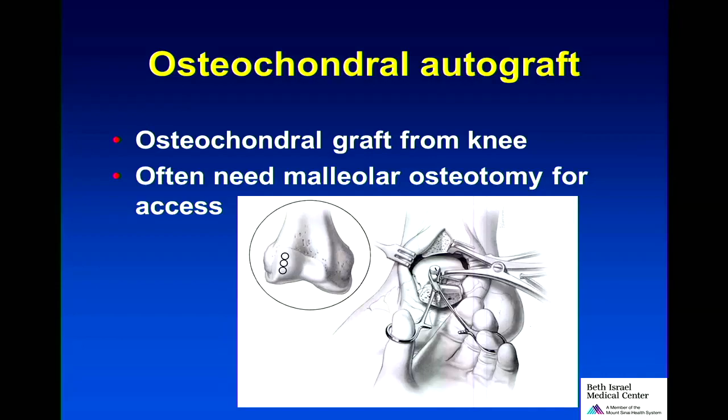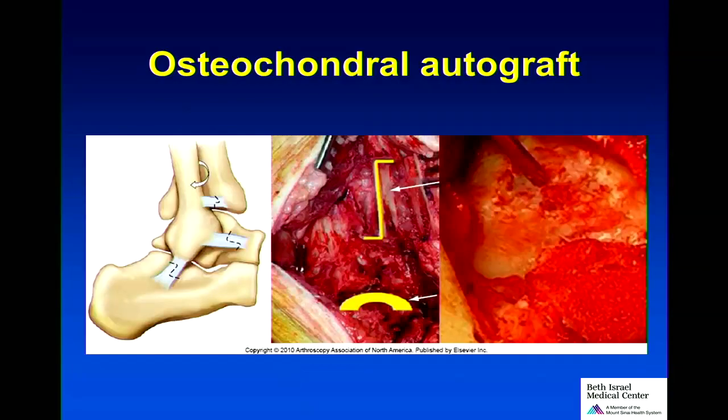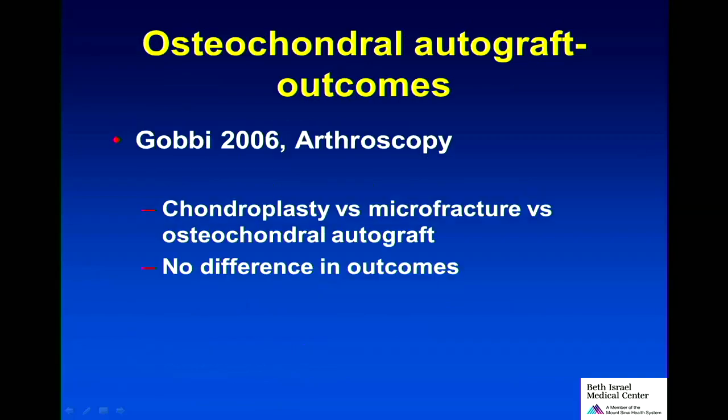Osteochondral autograft is taking a bone graft from the knee and then implanting it into the defect in the talus. This often needs an osteotomy to allow perpendicular access along the medial malleolus. This can be an oblique or a chevron type osteotomy. Laterally, releasing the lateral ligaments can afford some exposure, and/or some type of fibula osteotomy as well. In terms of outcome, Hangati has the longest follow-up in the talus, 10 years, with 93% good or excellent results and 3% with knee pain. Kennedy described similar outcomes at a little over 2 years of follow-up.